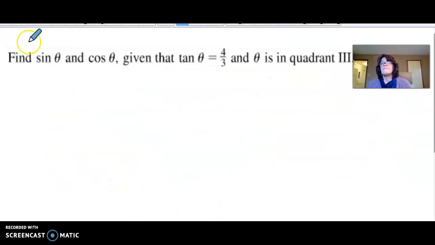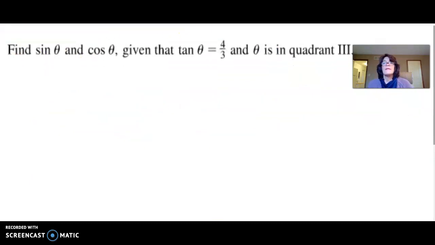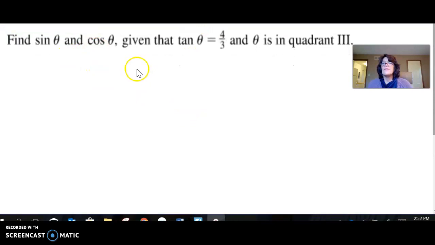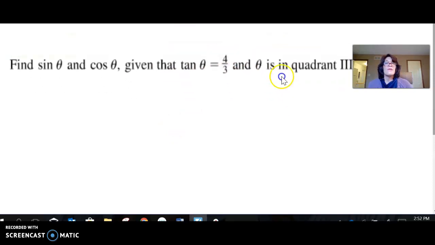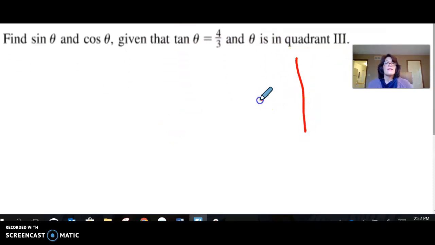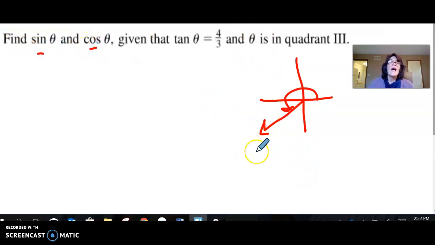All right. Let's try this one then. Find sine and cosine. Given this, I'm in quadrant 3. I always like to draw it. Whoopsies. In quadrant 3, the tangent's positive, obviously. What do we know about sine and cosine? I have a negative x and a negative y. So I want to remind myself that while I'm doing my math and squaring things, etc., I might end up in a situation where I think sine and cosine are positive, but they're negative.